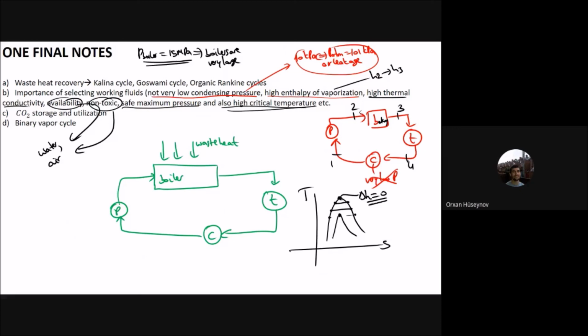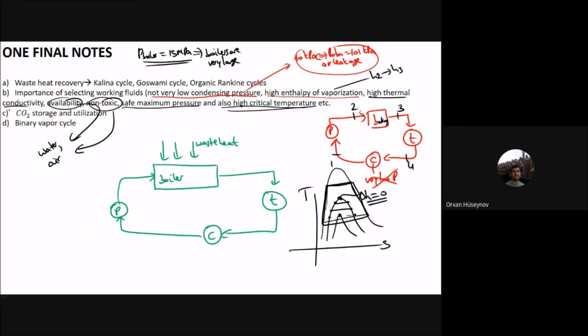Therefore, if the critical point is higher, something like this one, it is desirable because we now have more space for the cycle to work with. So the cycle can work in this space here. This is the space that you can work with. So the best ones are water and air. There is no cost, they are non-toxic, and they are available everywhere.